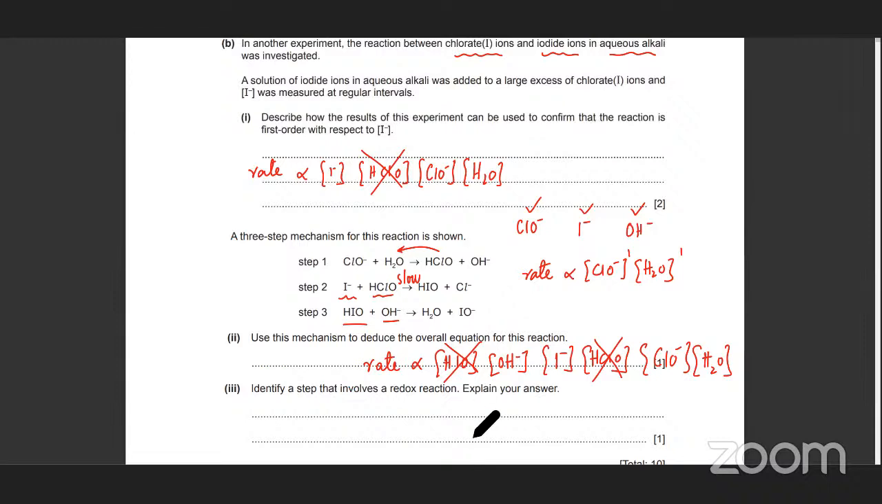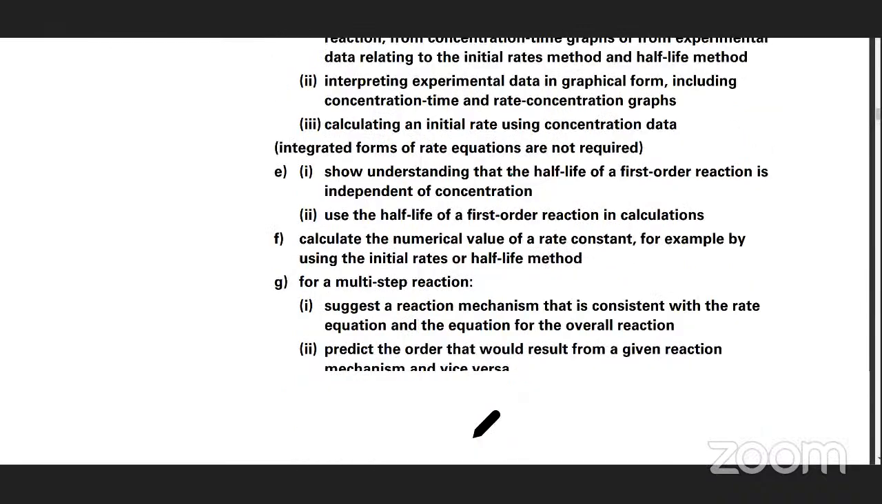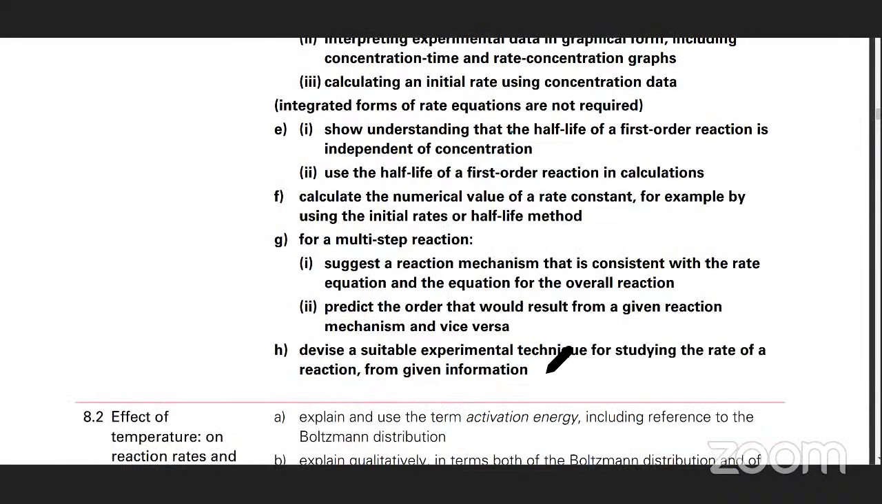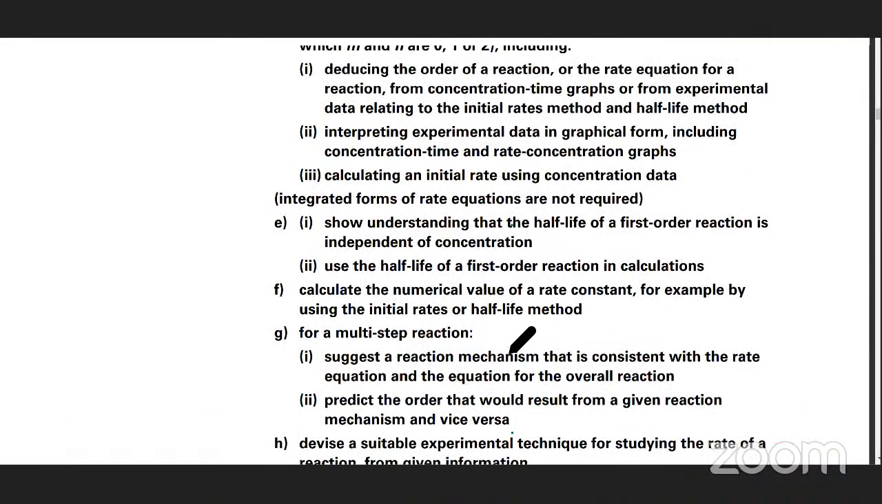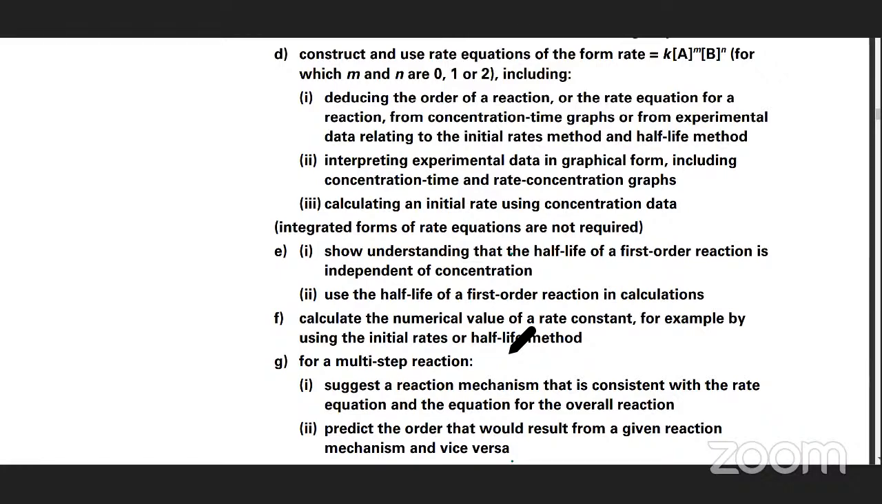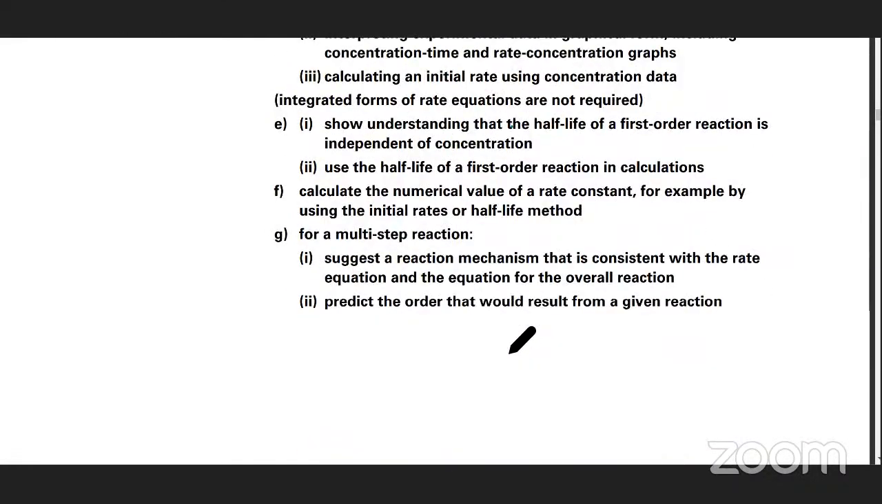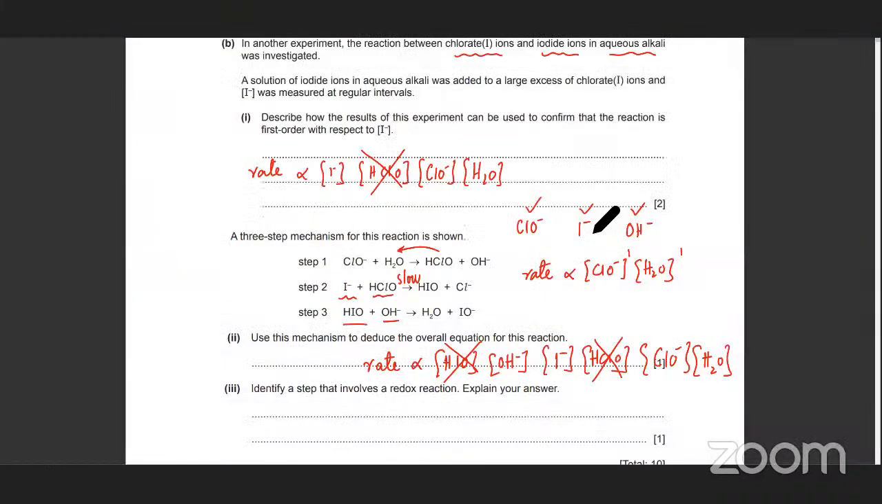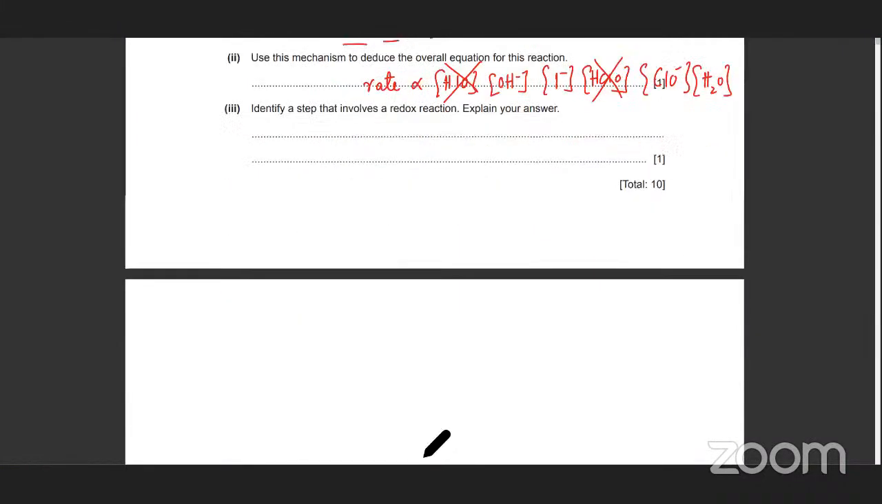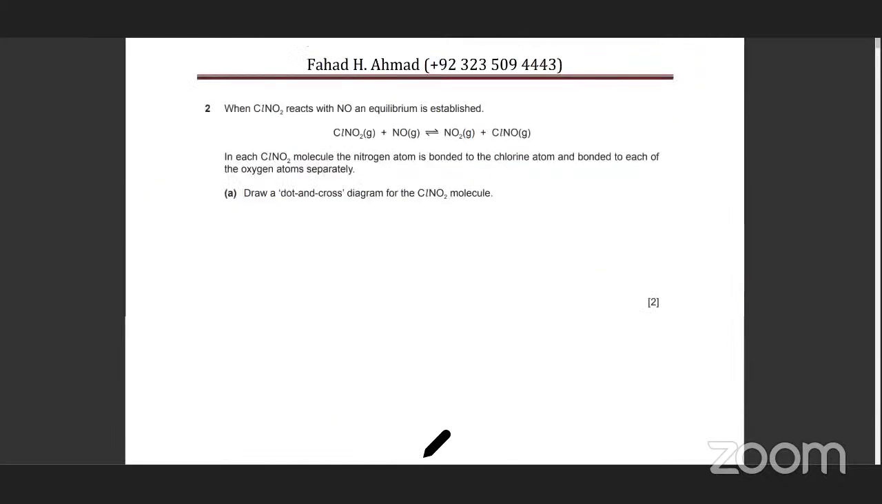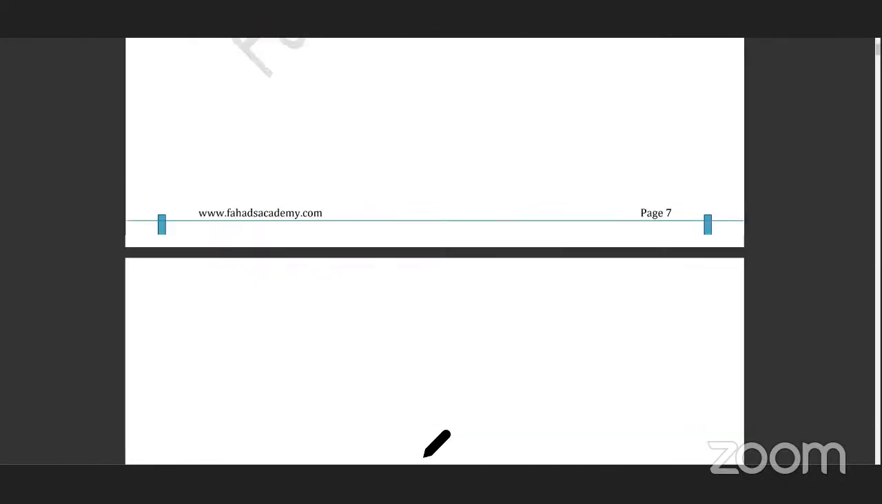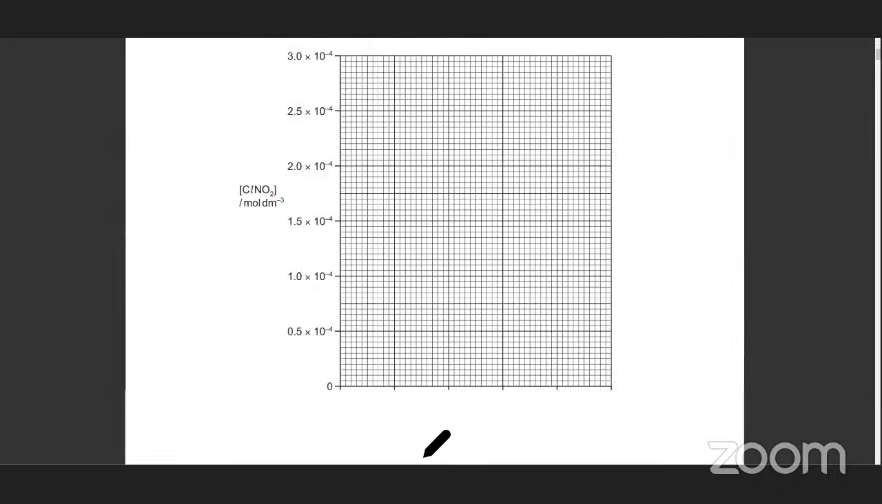अब बाकी है कि multi-step device is a suitable experiment technique for studying the rate of a reaction from given information. This तो is paper 5, right? हाँ, क्योंकि इसमें भी आ जाता है क्वेश्चन. फॉर एग्जांपल इसमें there would be questions will be asked to devise an experiment. One second. And you get big questions on this.